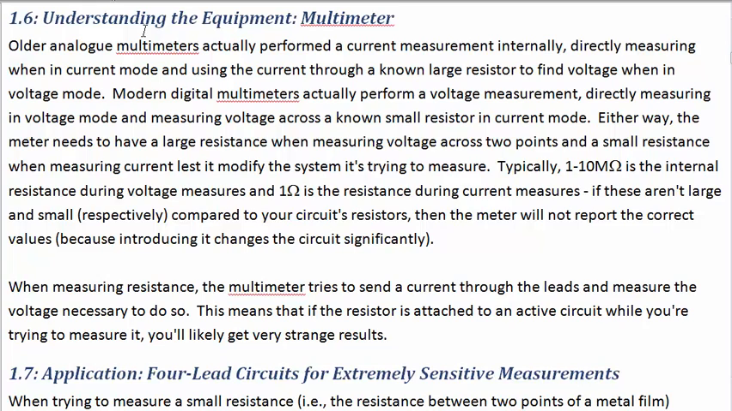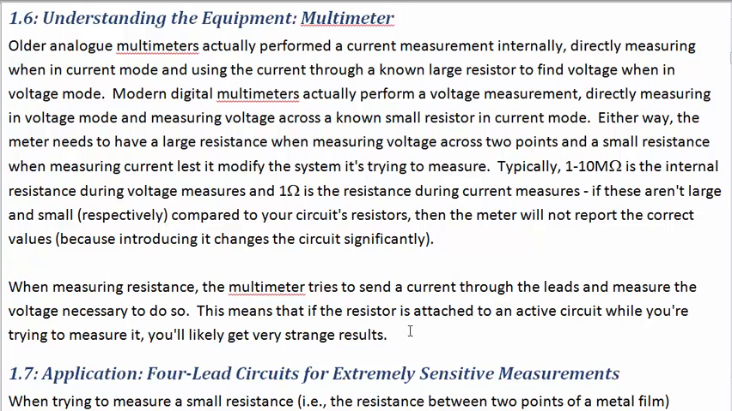Multimeter. Older analog multimeters used to perform a current measurement directly when in current mode, and then indirectly measuring voltage via that current mode through a large resistor. Modern digital multimeters actually perform a voltage measurement. So either way, the meter needs to have some kind of a pretty large resistance when you're measuring voltage, or it's going to mess up the circuit that it's trying to measure.